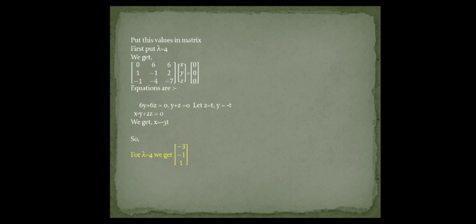Now consider equation 2, in which x minus y plus 2z equal to 0. We have to put the z and y values in this equation. We get x equal to minus 3t. And then for the value of lambda equal to 4, we get the vector minus 3, minus 1, 1. And now the next part will be explained by my friend Kaushal.